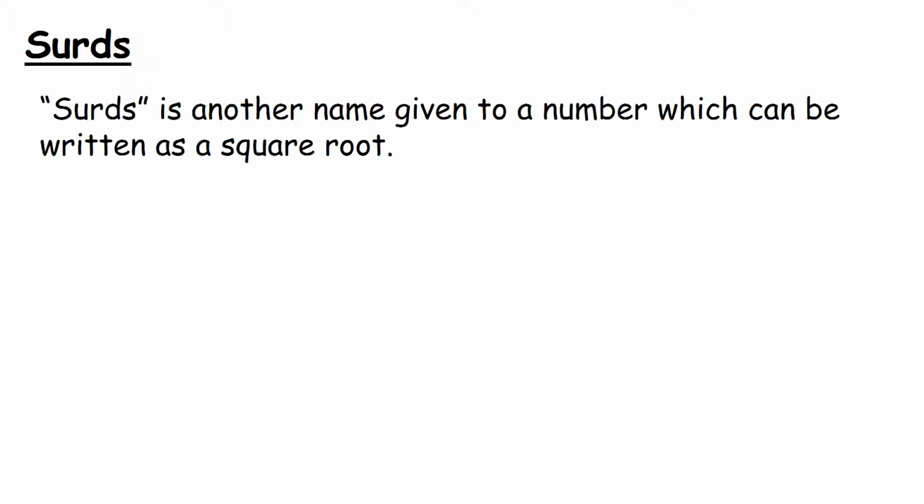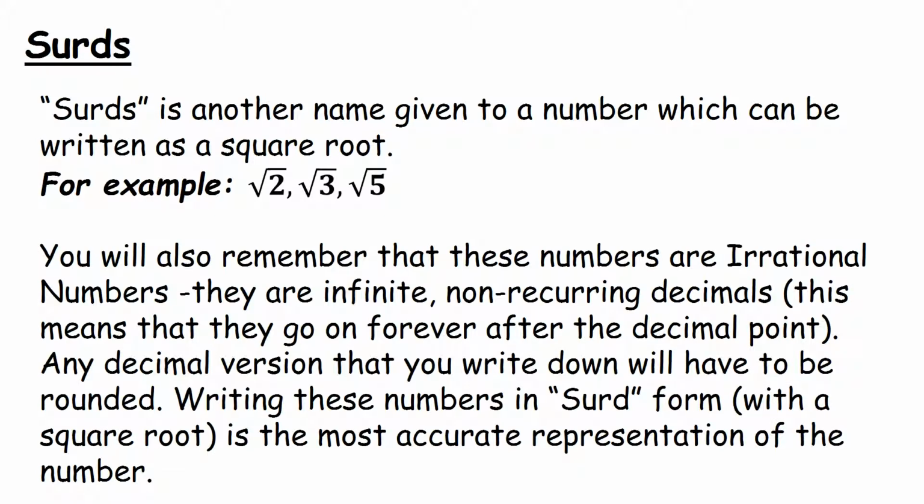surds together. So a surd is just another name for a number which can be written as a square root. Basically what I'm talking about is root 2, root 3 and root 5. Root 4 wouldn't technically be a surd because root 4 simplifies to 2. So any number which is written with a square root, we often call that square root the surd. So we call these surd numbers. You remember that these numbers are irrational, so hopefully you remember that.